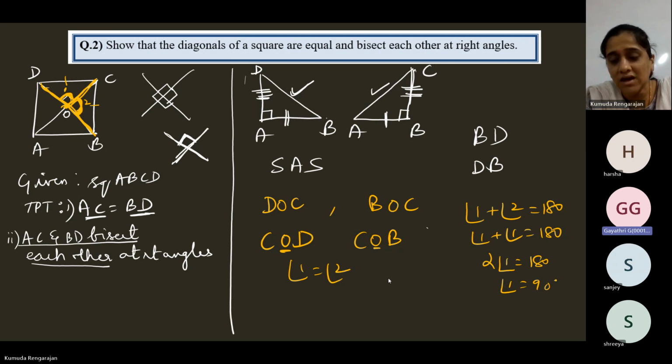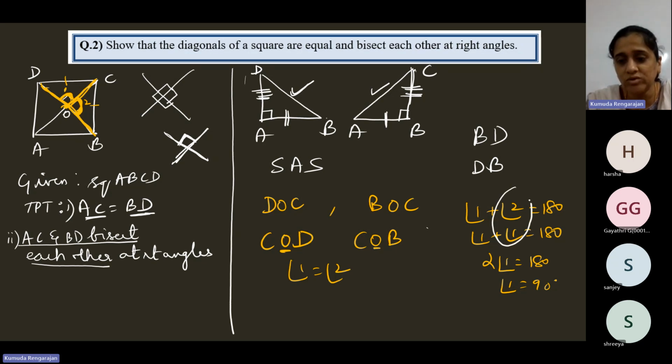Now to get angle 1 plus angle 1 is 180, twice angle 1 is 180, you need to prove that angle 2 is equal to angle 1, no? To show that 2 is equal to 1, we'll have to take up these two triangles, show that they are congruent, and they are equal because they are the corresponding angles in the two triangles.